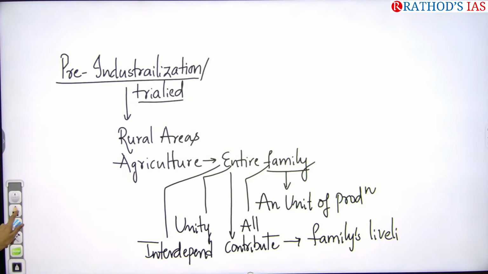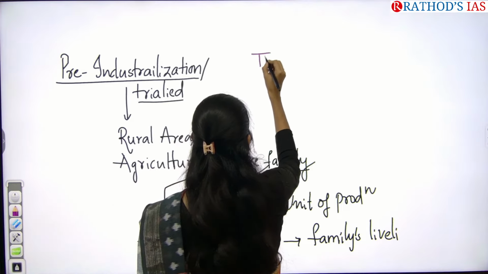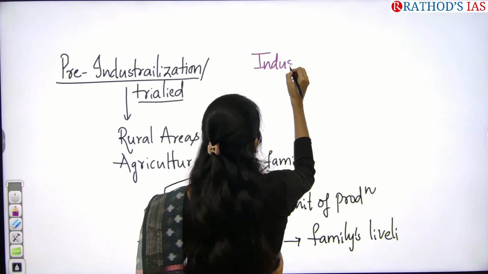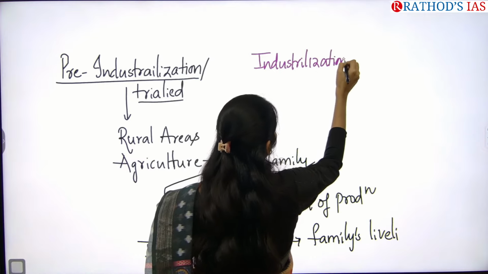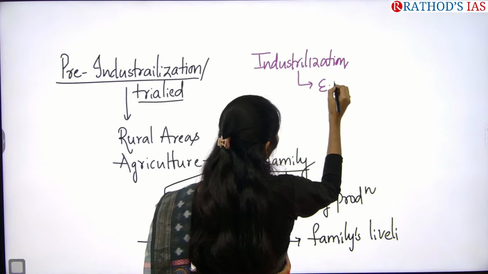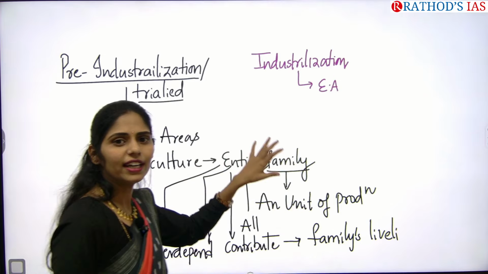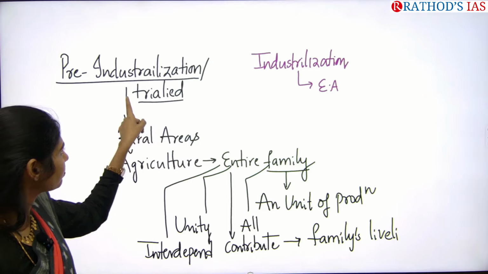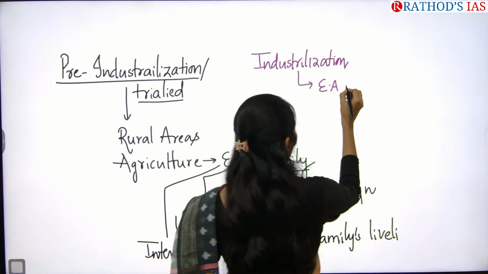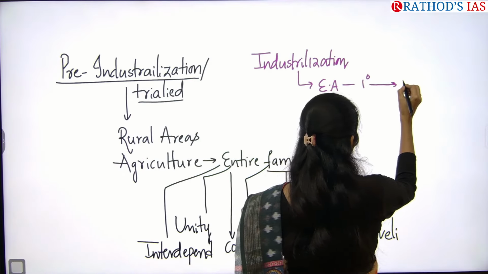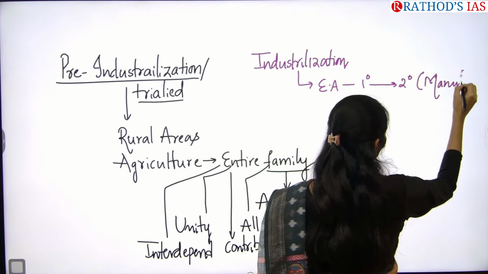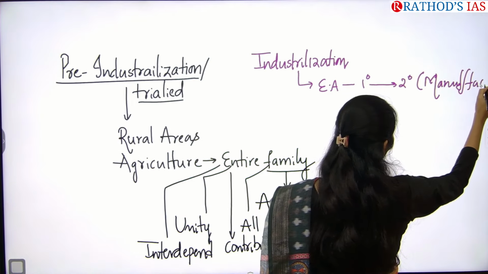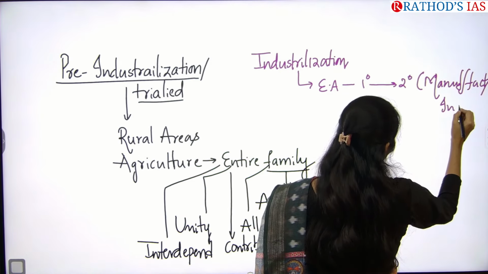Now let me change the pen and show the industrialized era. What is the meaning of industrialization? The primary thing is the change of economic activity. Earlier what was the economic activity? Agriculture. Now we move from primary to secondary activity. That is, we are focusing on manufacturing, on factories or industries.